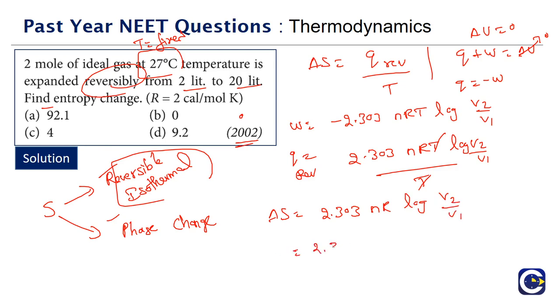So 2.303, number of moles is 2. R we are taking in terms of calorie unit, which is also 2. Log of final volume V2, 20, by initial volume, so log 10. What is the log 10?